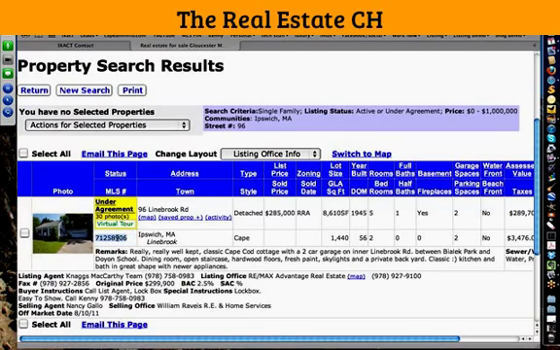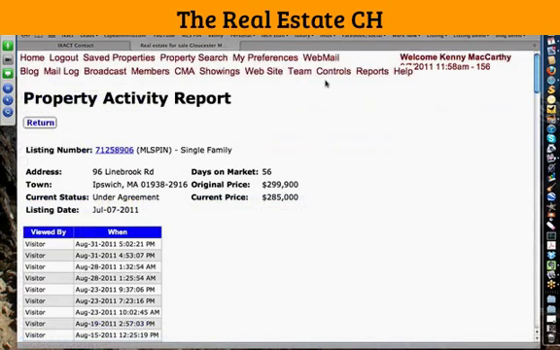Let me just click copy that. Okay, we found the listing we want to look up right here. See the activity link? If we click the activity link, it's going to bring up all the activity that we've had on this house, on all the IMAX sites in the area. This is just the IMAX sites, all right?